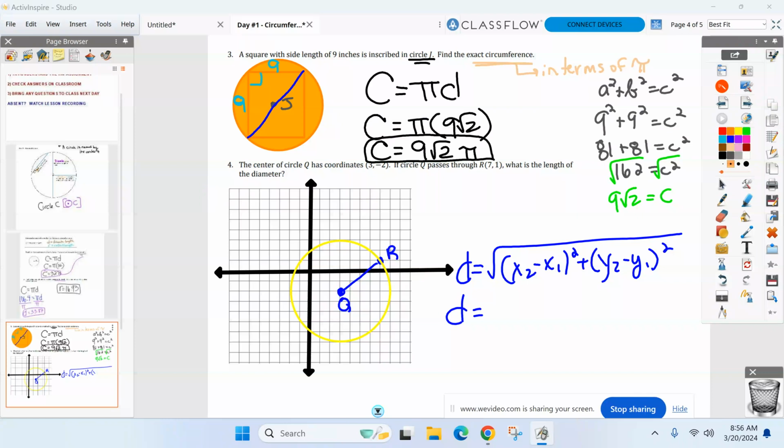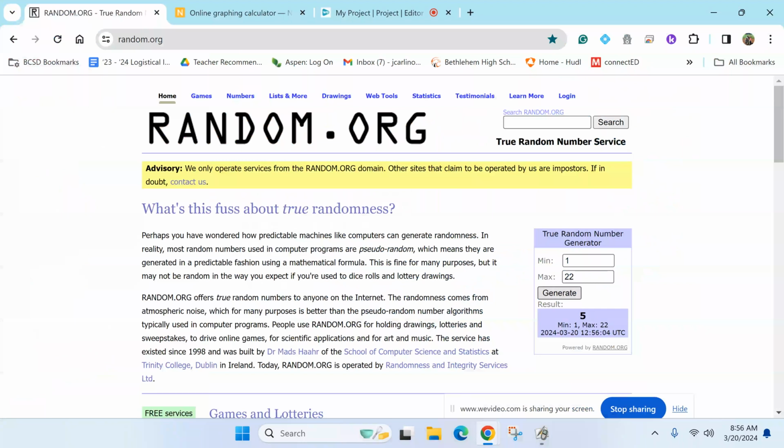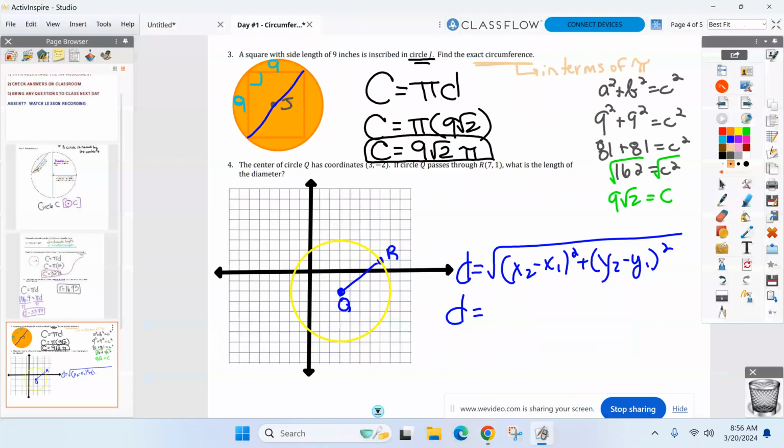Distance of the radius. What was the length of your radius here, Jared? Do you have it? 5, yep. The length is 5, so for the diameter I take that radius, double it, and the diameter length should have been 10. Not a bad problem. We just had to notice Q and R. When I connect them, that ends up being the radius.